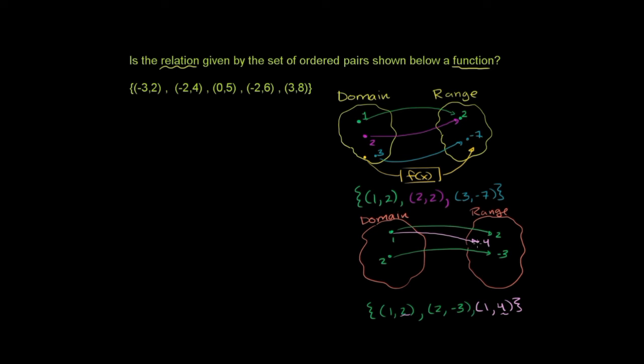If I give you 1 here, you're like, I don't know, do I hand you a 2 or a 4? That's not what a function does. A function says, if you give me 1, I know I'm giving you 2. You give me 2, I know I'm giving you 2.